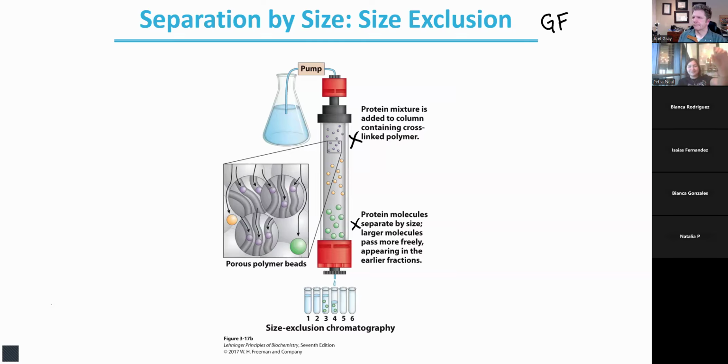I remember doing this. Well, the ones that are coming out of the column are down here. We've got these green balls representing the larger proteins. So in gel filtration chromatography, the larger proteins elute from that column first. And that's always very confusing.